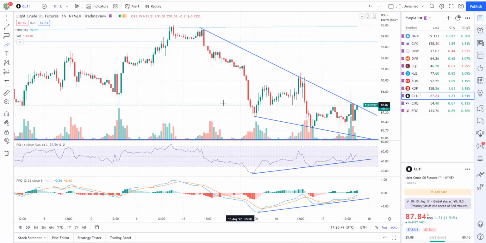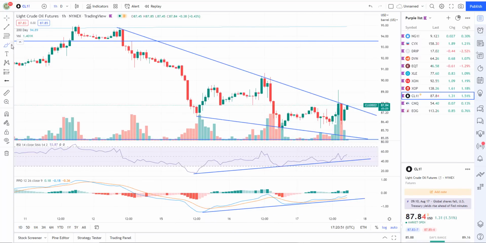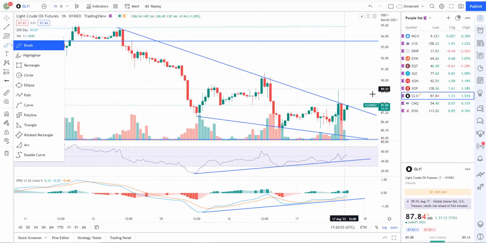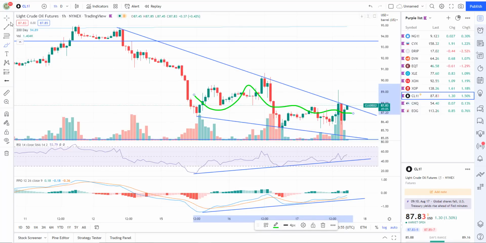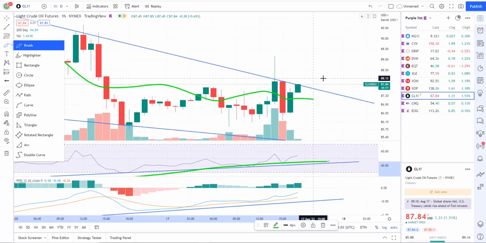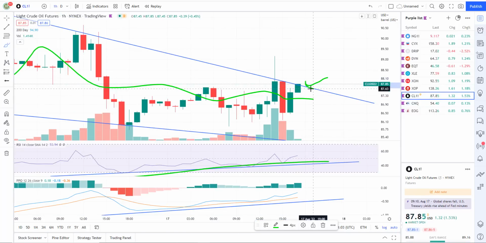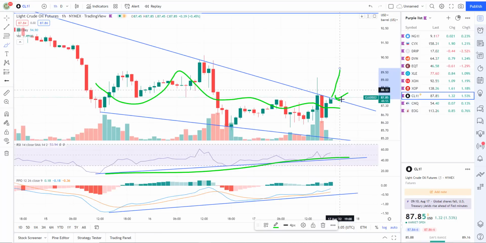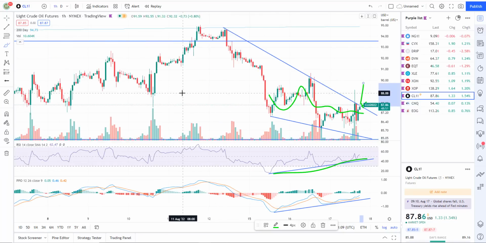Oil. So here's oil futures. Bullish falling wedge here on the hourly chart. You can see we've got this bullish falling wedge there, with bullish divergence on the momentum indicators. All right, we're right at that area of resistance. So we'll see. If you get the big green candle there, that's a breakout in oil, and that's telling me that oil is likely going higher.